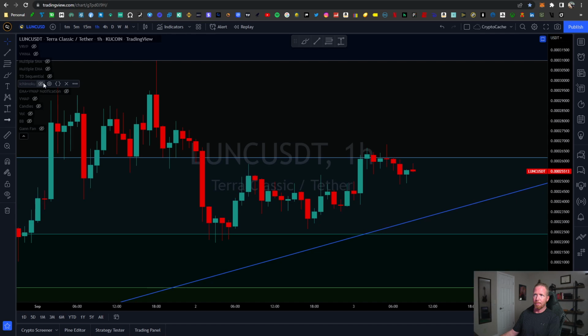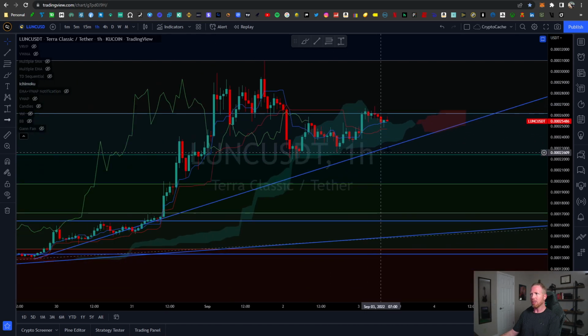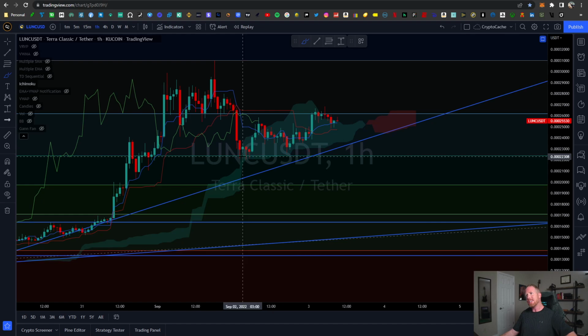So let's take a quick look at the Ichimoku Cloud, and we are within the cloud, so this does give us a good sign here. In other words, first of all, you see how this trend is running concurrent with the cloud?